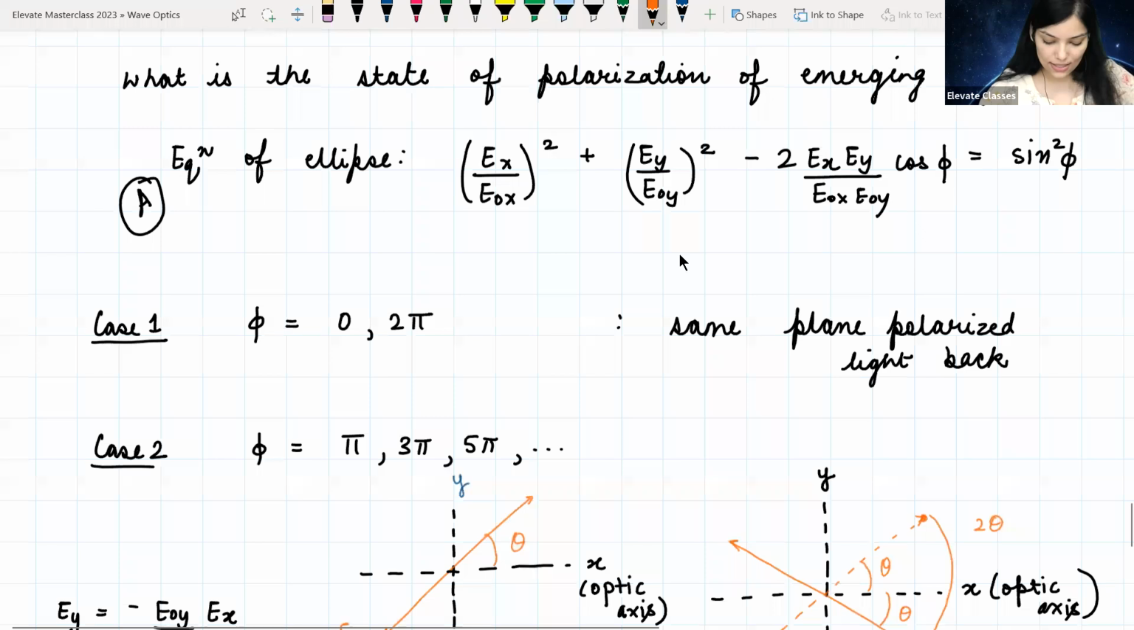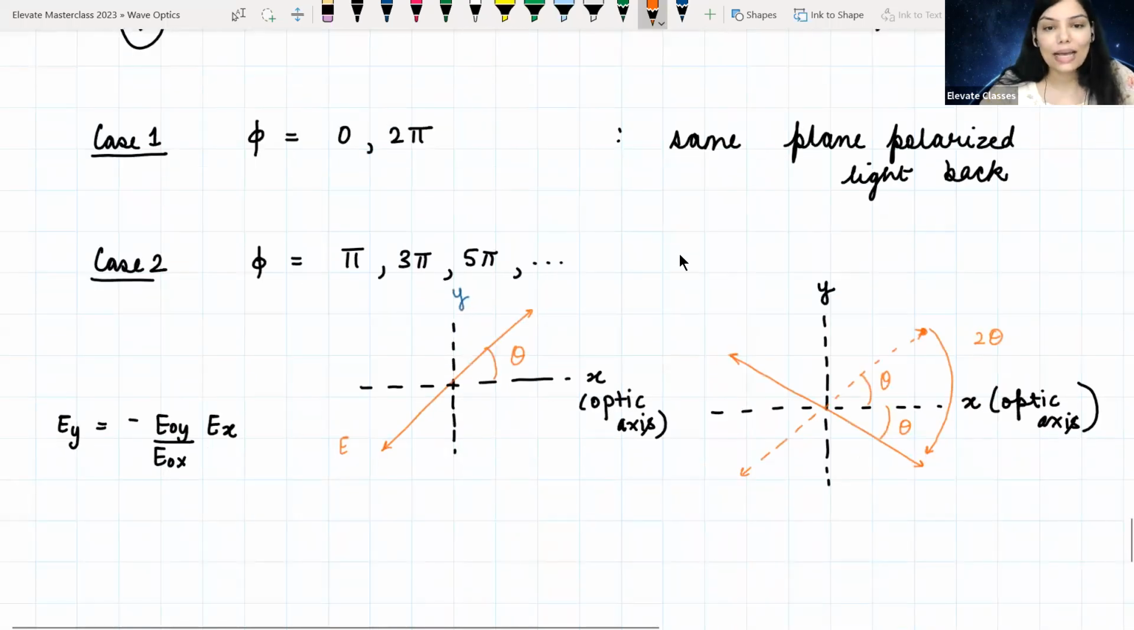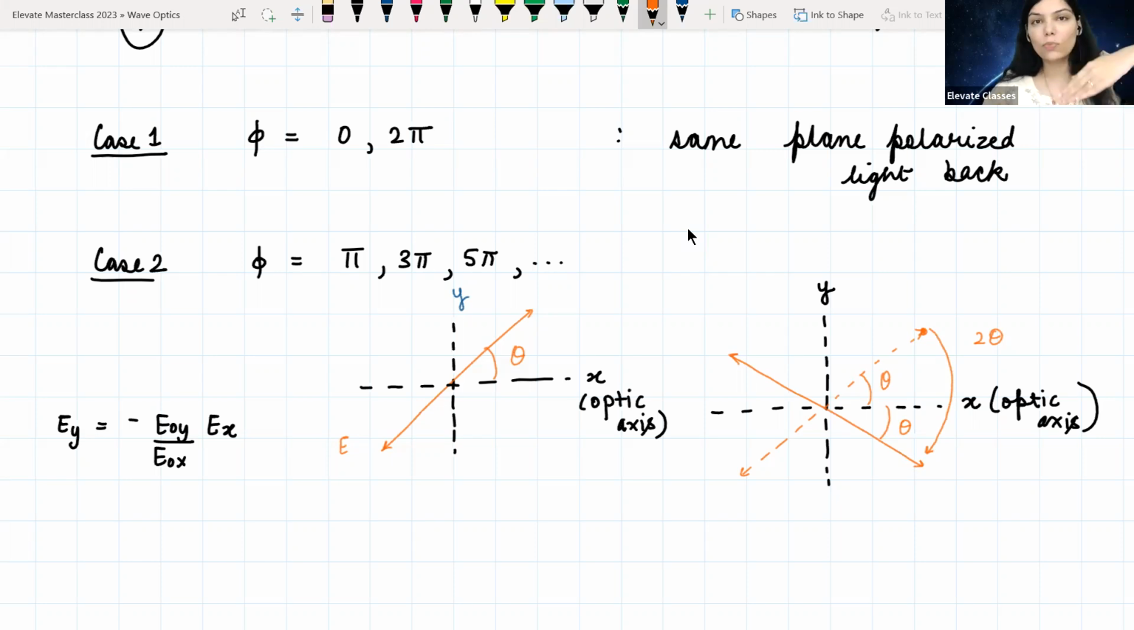So this case is nothing but the case when I am passing my light through a half wave plate. A half wave plate can be in multiples of pi also. So it will always produce an extra difference of pi. Okay? So what does a half wave plate do? It will basically just rotate the angle of polarization. A half wave plate cannot change the state of polarization. It cannot make plane polarized light circular or elliptical. It can only rotate the plane of polarization.